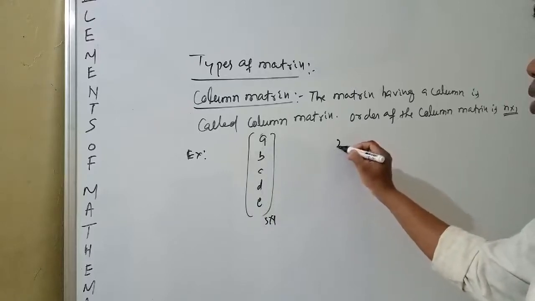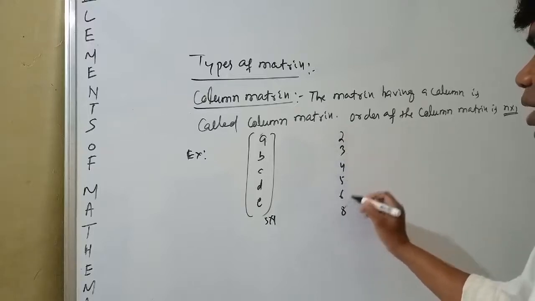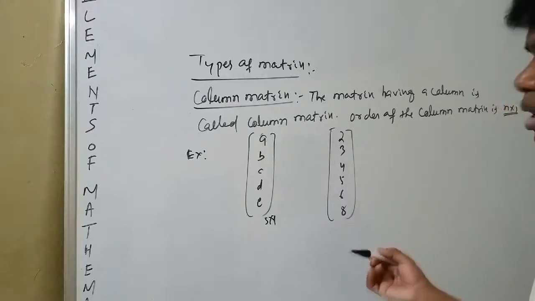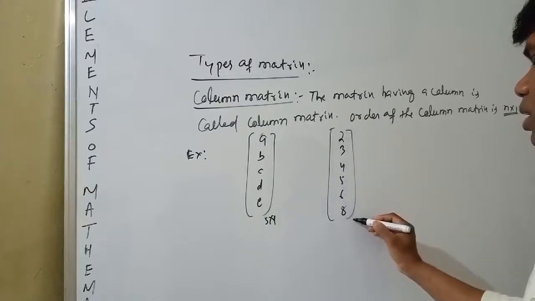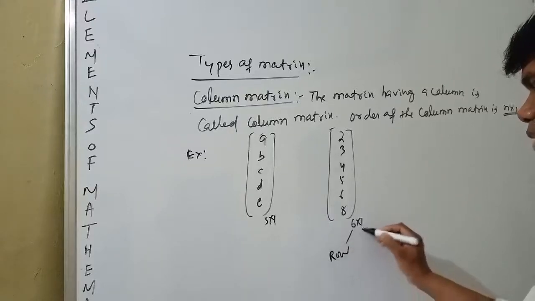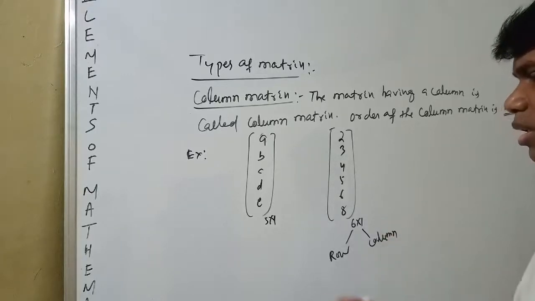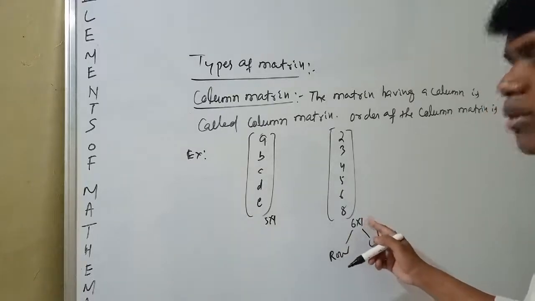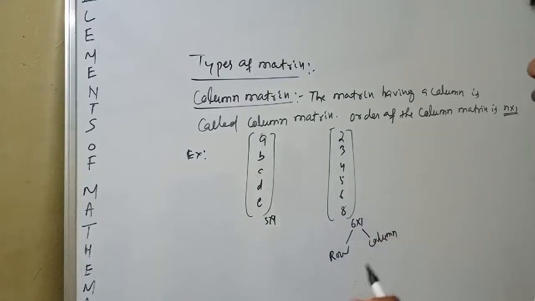Suppose 2 3 4 5 6 8. This is also a column matrix. This is 6 cross 1. This is your row, this is your column. How many columns are there? One column. Otherwise you cannot say this is a column matrix. That means a column matrix has only one column.